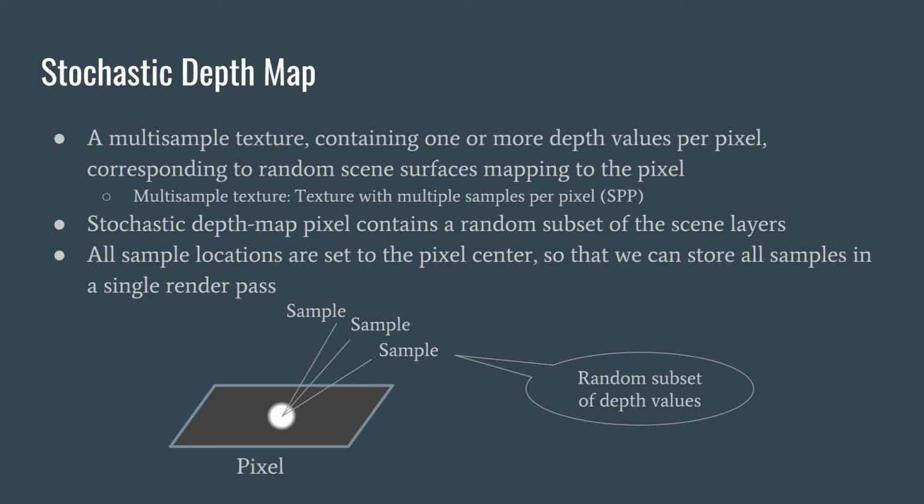And all sample locations are set to the pixel center so that we can store all samples in a single render pass. This eliminates the need for complicated calculations when sampling, so it has an advantage in performance.